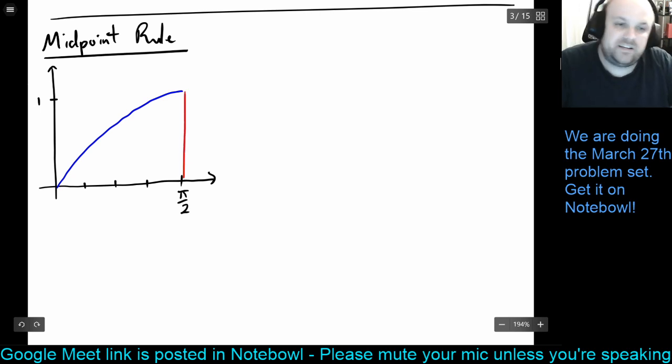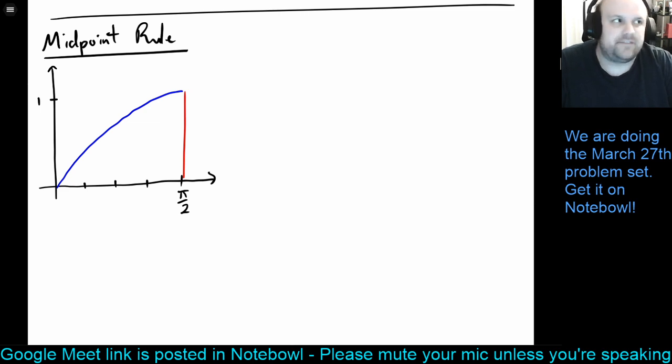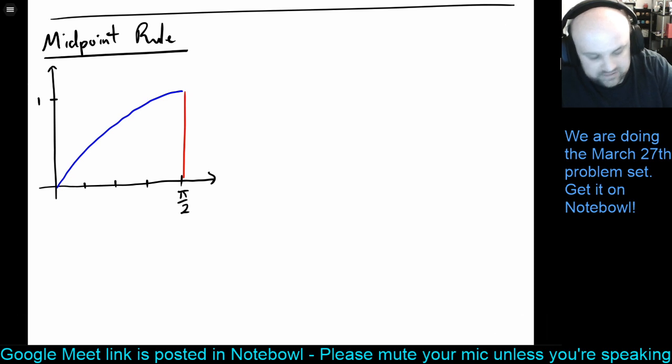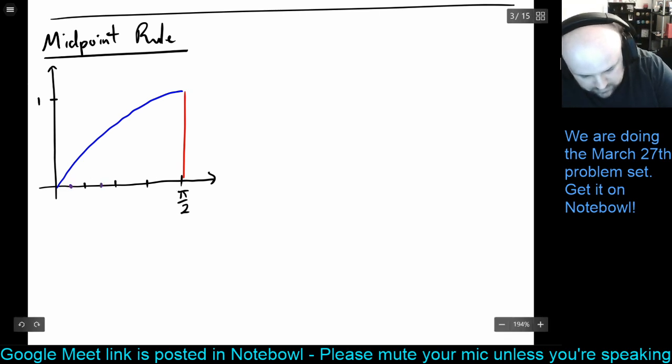Now, the midpoint is basically exactly what it sounds like. If you understand left endpoint and right endpoint, midpoint is exactly the same. So in each of these 4 intervals, I was using purple for this, we're going to take the midpoint. This one, this one, this one, and this one.